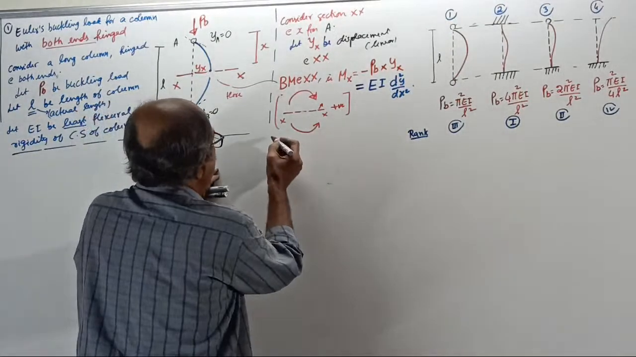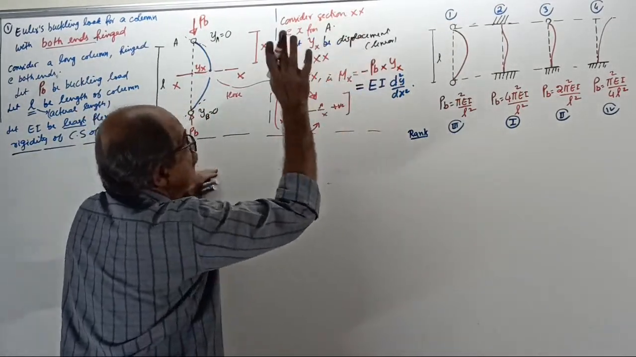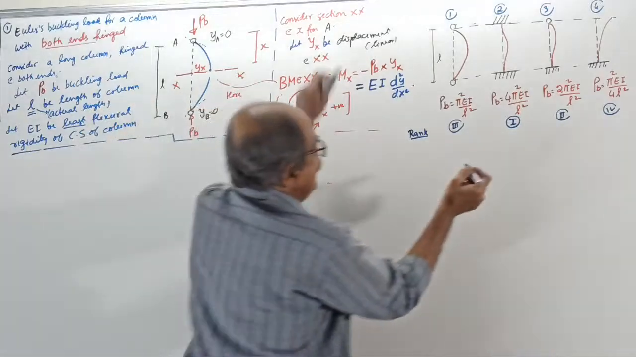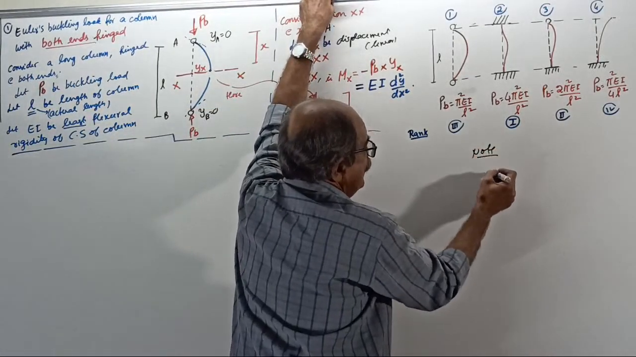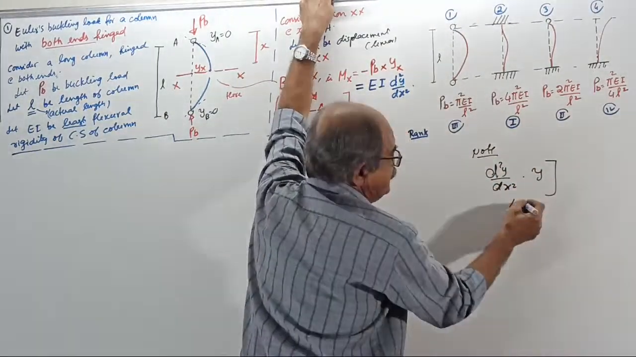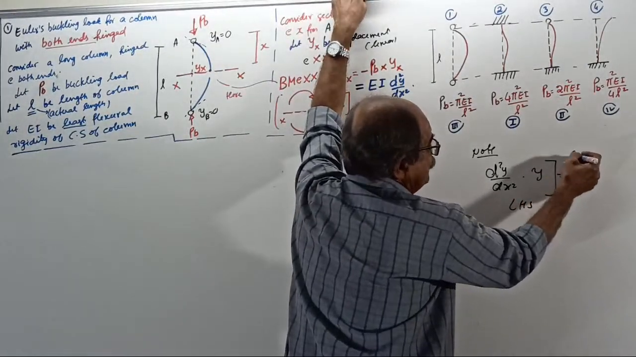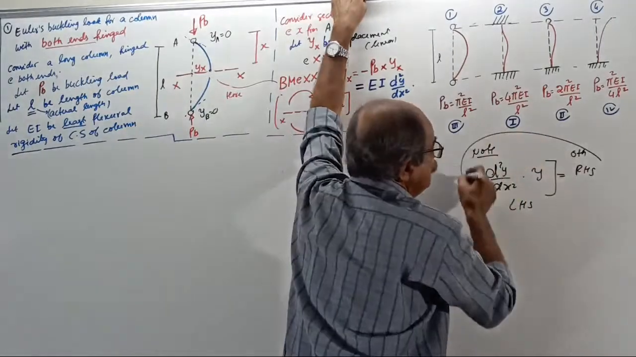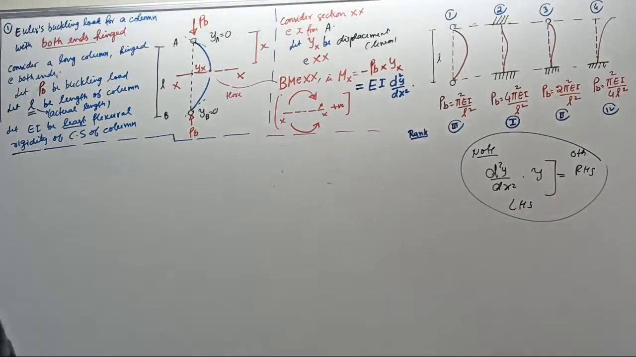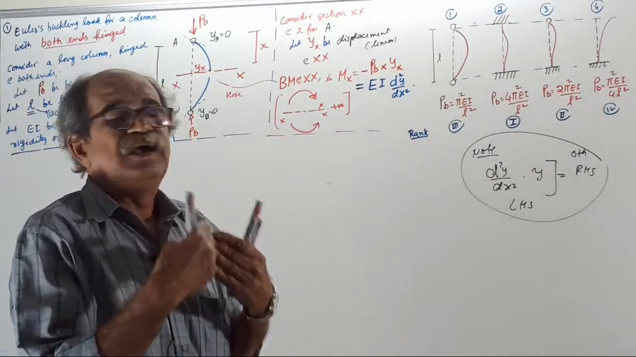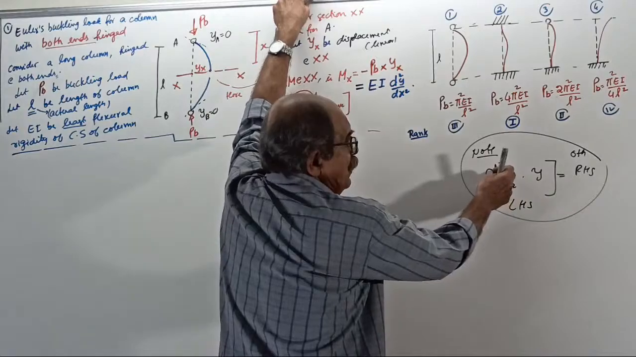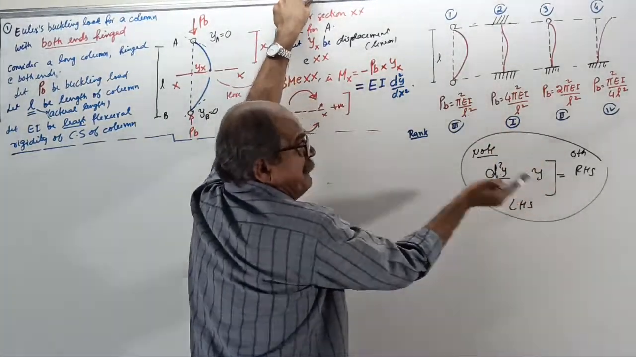Now the next step is very important. You should rearrange it to differential equation form. What you do is d square y by dx square and the y term should come to the LHS, and the other terms should go to the RHS permanently. I won't tell you again and again. This is the way you solve. Here y means y at any point x, remember. This d square y by dx square and y term should be on the left hand side.